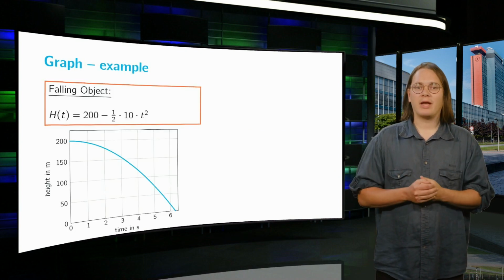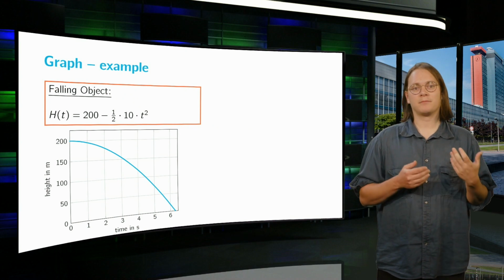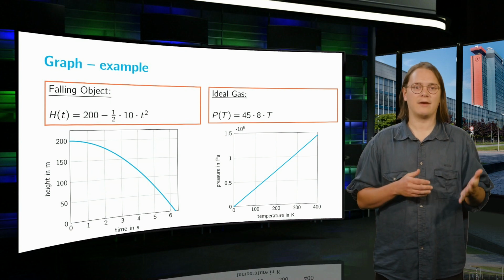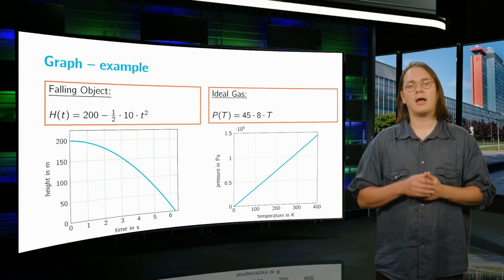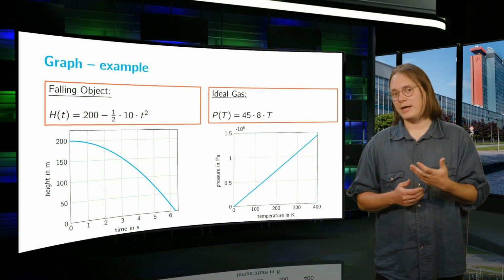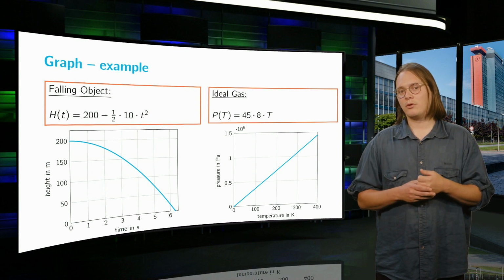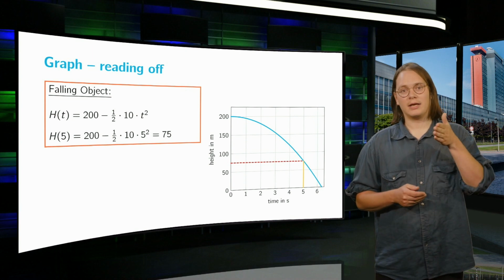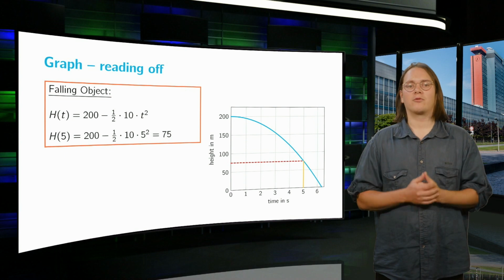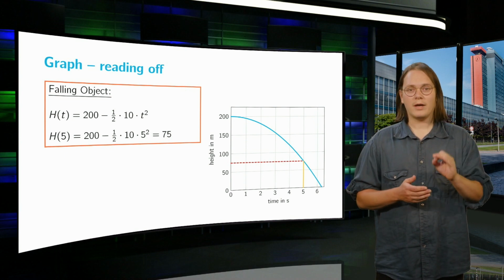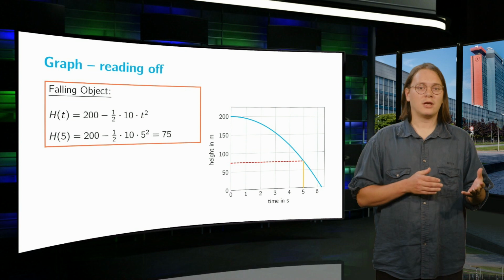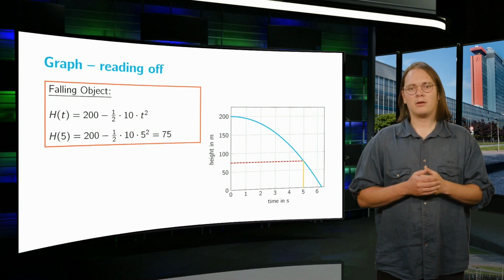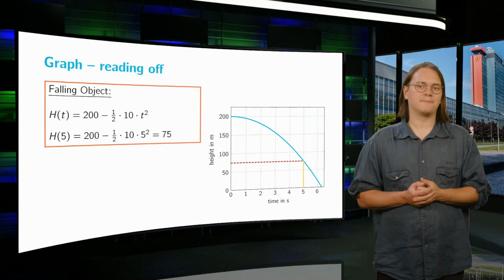For example, here we have the graph of the falling object function, and here we have the graph of the pressure of an ideal gas, where we consider the constants to have the values V equals 1, n equals 45, and R equals 8. Note that we can find the value assigned to a value on the x-axis by drawing a vertical line at that x value and seeing where it crosses the graph. The y-coordinate of the point where the line and the graph cross is the output value corresponding to the input value x.